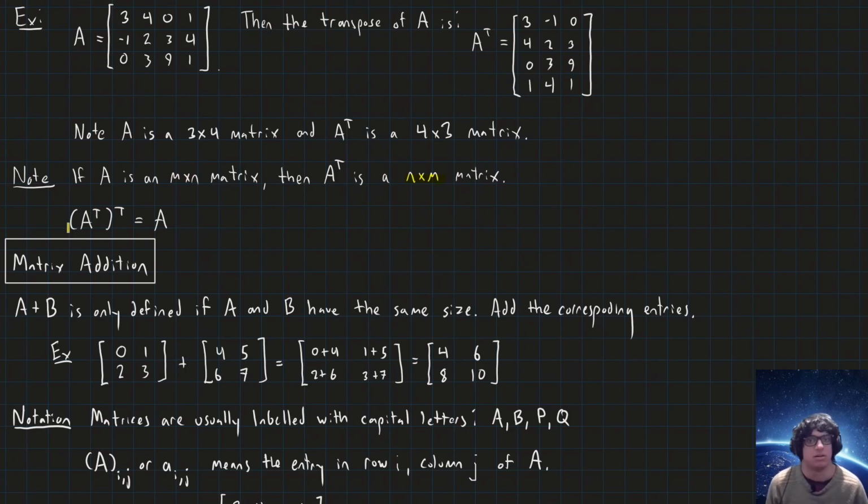Okay, and here we note the fact that if we do the transpose operation twice on a matrix A, you just get back A, right? That makes sense.